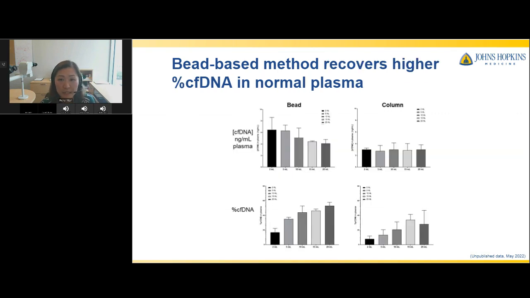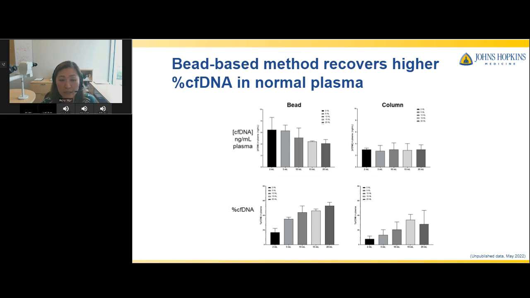Next, we looked at the quantity of cell-free DNA per ml of plasma. The bead-based method recovered decreasing quantity at increasing volumes, and these volumes range from 2 ml to 20 ml. Whereas the column-based method had a very consistent and predictable recovery of cell-free DNA, though bead-based methods appear to always recover more cell-free DNA at every volume. So this loss in cell-free DNA quantity at higher volumes was a very interesting finding we were not expecting.